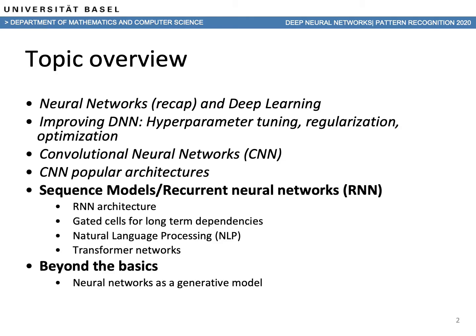From the content overview of the different videos, so far we had an introduction to deep neural networks, then hyperparameter tuning, how to improve these deep neural networks. Then we talked about convolutional neural networks, followed by different popular CNN architectures. And now we finally got to sequence models, where we'll be talking about RNN architectures, different gated cells which can be used for long-term dependencies, a bit about natural language processing, and finally we'll briefly touch upon transformer networks.